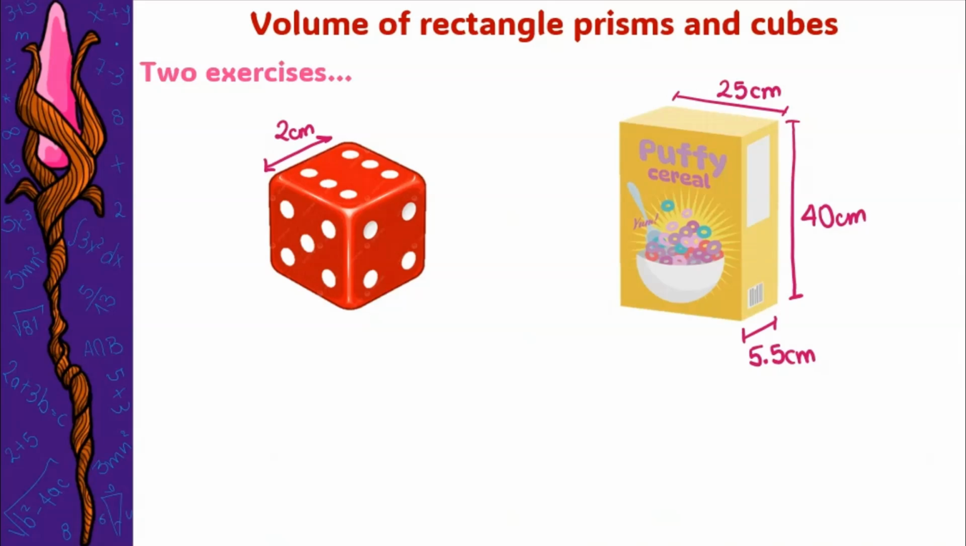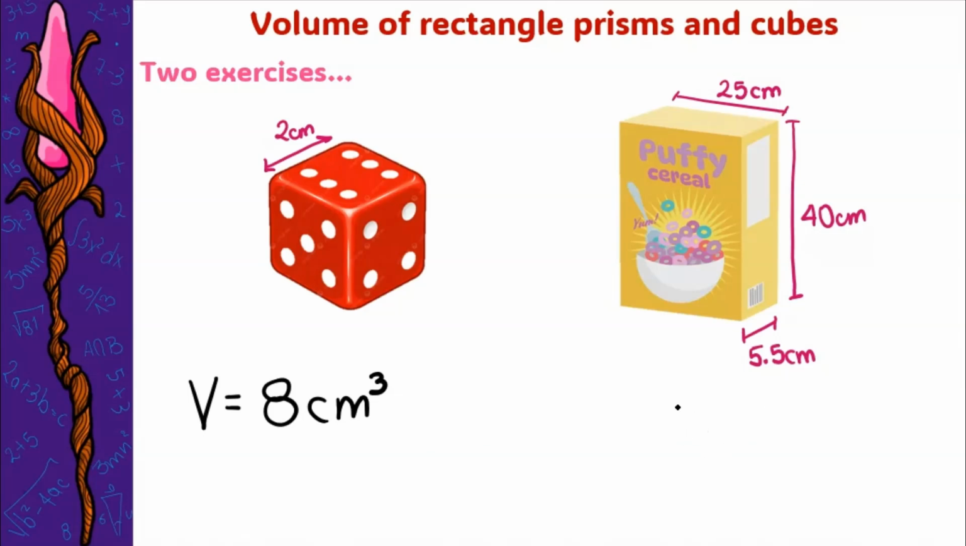Okay, guys, time for you to practice. Check these two exercises and then I'll give you the answers in a moment. Okay, guys, let's check. For this one, it's just 2 times 2 times 2. 2 times 2 is 4, times 2 is 8. So the volume is just 8 cubic centimeters.